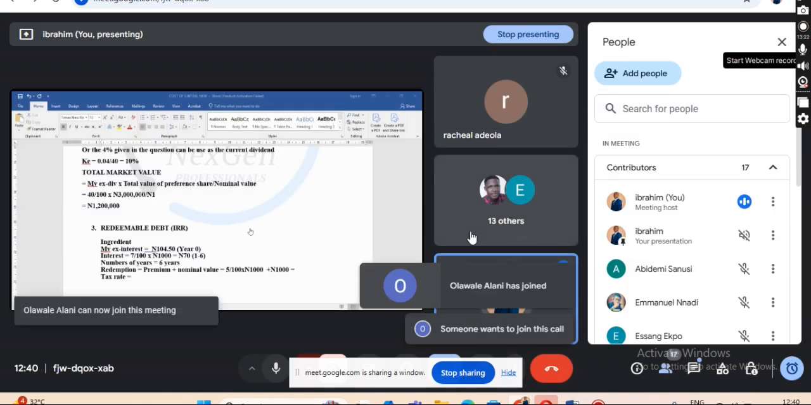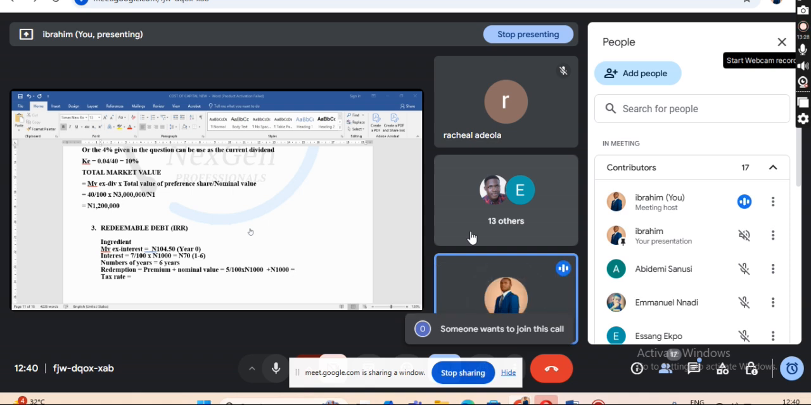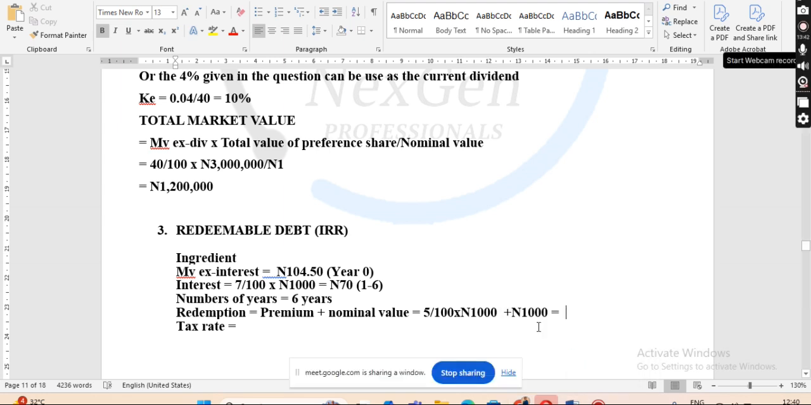There are different ways you can use, right? You can say, oh, 105. You can say, oh, 100 plus 5. That is 1.05, right? Times the 1,000. You get your answer. So whichever method you want to use, you can use it, right? So 5 over 100 times the 1,000, so that you get the naira value, so that you can be able to add.